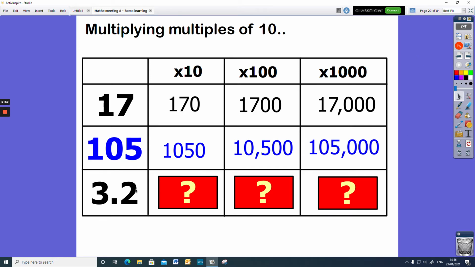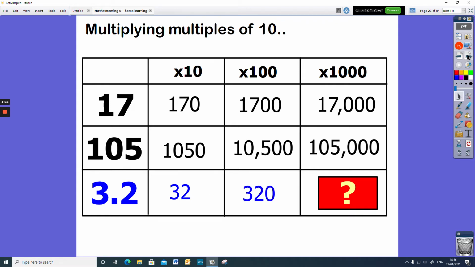Lastly, a bit of a challenge here, 3.2. Let's see how you did. 3.2 times 10 is 32. Notice that the 3 and the 2 have both moved up 1 column. 3.2 times 100 is 320. And 3.2 times 1,000 is 3,200. Well done if you got all those right, particularly this last row here. Okay, let's move on, shall we?